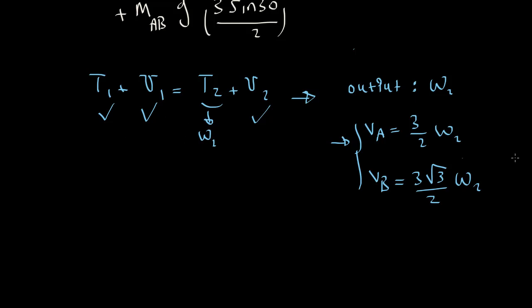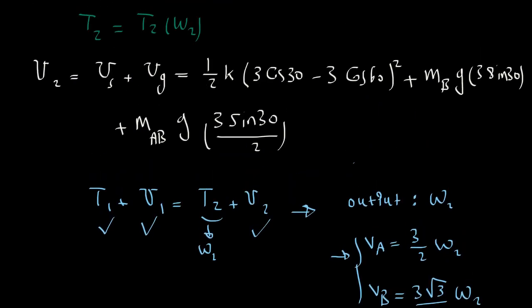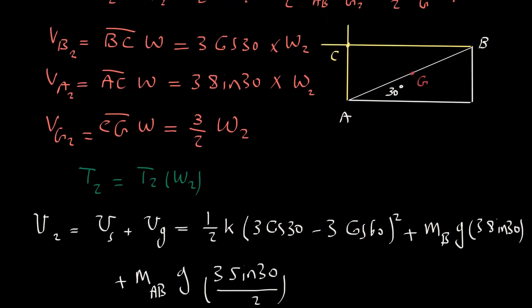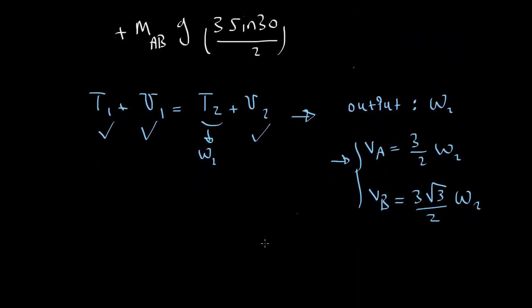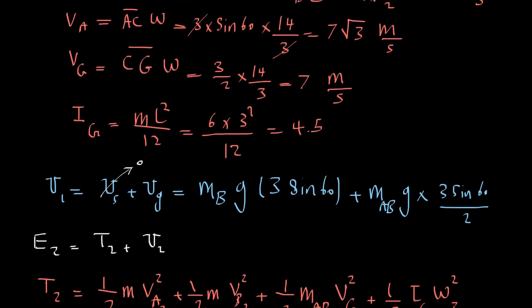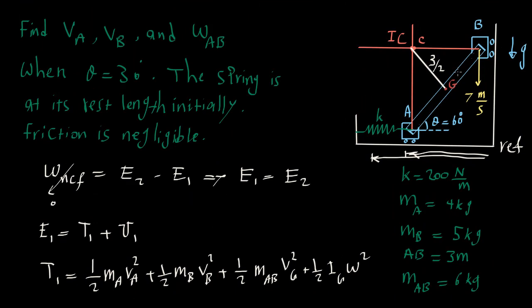I hope calculating this is not that difficult. I don't think it's difficult. It's just plugging numbers here. So yeah, that's it for this problem. We just write the conservation of energy. We should be able to find omega 2, and once we have omega 2, we can calculate the velocity of the other particles, and that's all we are asked to find.